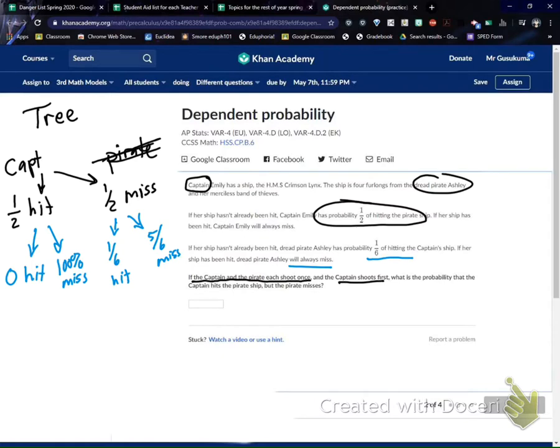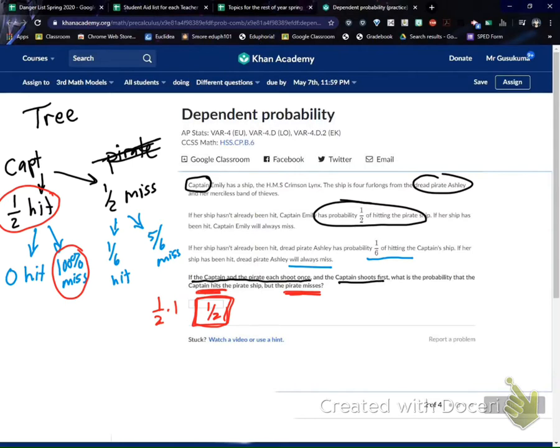So the problem here is asking for the captain to hit and then the pirate to miss. So if the captain hits and the pirate ship misses, then we've got 100% of 1/2, or 1/2 multiplied by 1, which means our answer is simply 1/2. And mapping this out this way gives us all of the possible outcomes.